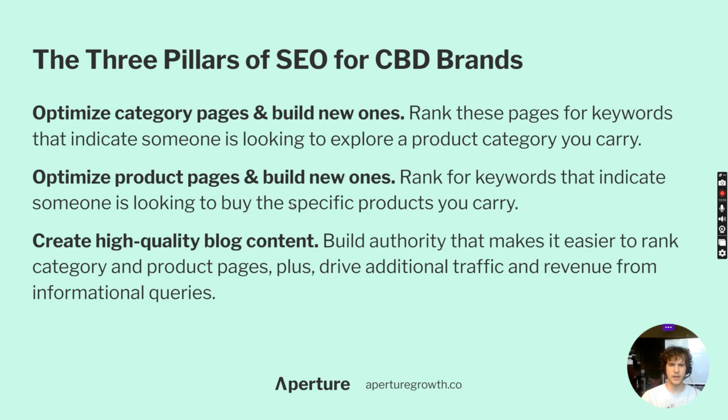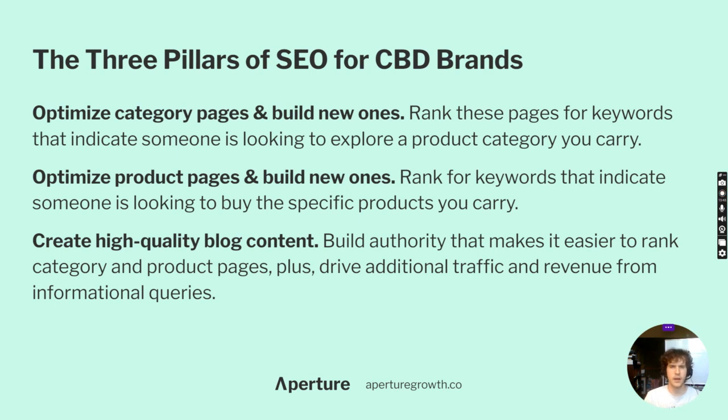With that said, let's go ahead and get more specific. The 3 main SEO activities for CBD brands are as follows. Number 1, optimize category pages and build new category pages. Number 2, optimize product pages and build new ones. Number 3, create high quality blog content. The description for each is here on screen. I'll cover the purpose and the how behind each one as I go.